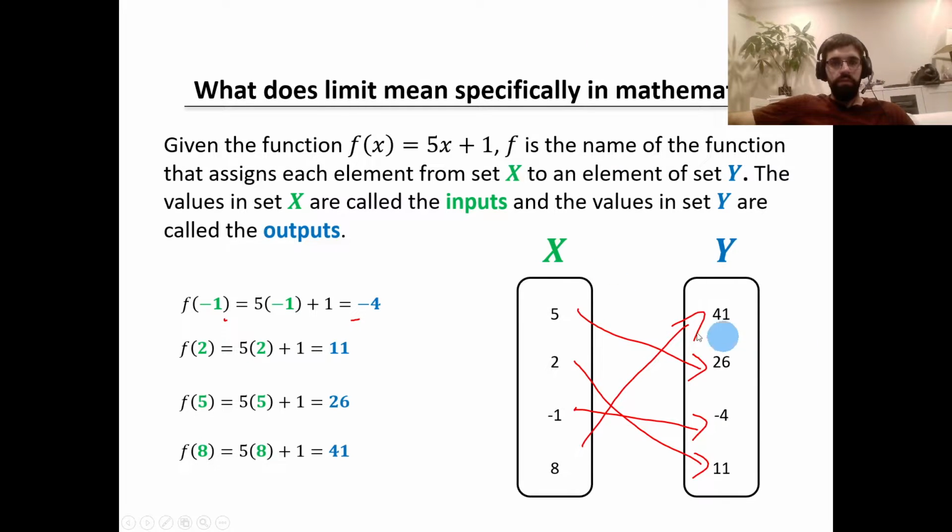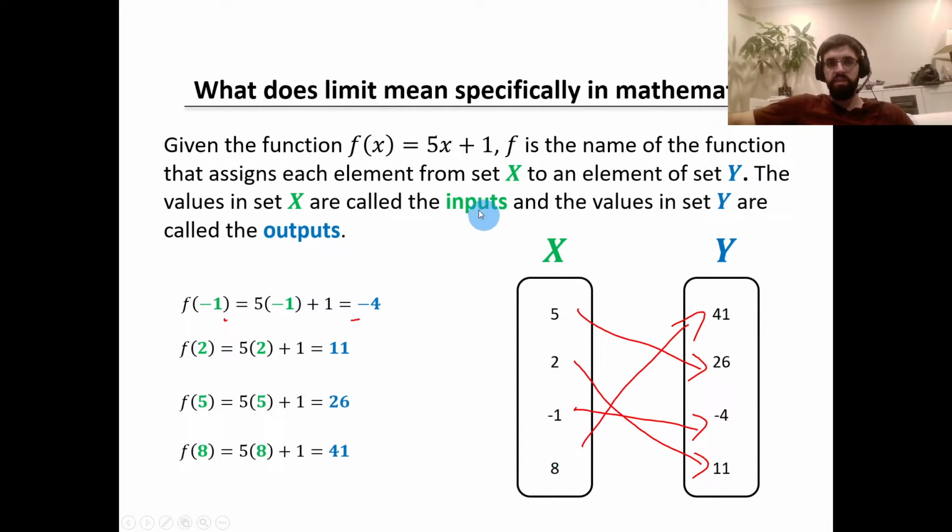Now, given the function f of x equals 5x plus 1, f is the name of the function. So before, like in algebra, letters stand for some numerical value. When we talk about functions, letters not only can stand for a numerical value, they can also stand for a function value. So in this case, f is a function, and x is going to be a variable, some numerical value. And so this function f will assign each element in x, in this subset, to some element in the y set. So these x values are all called inputs.